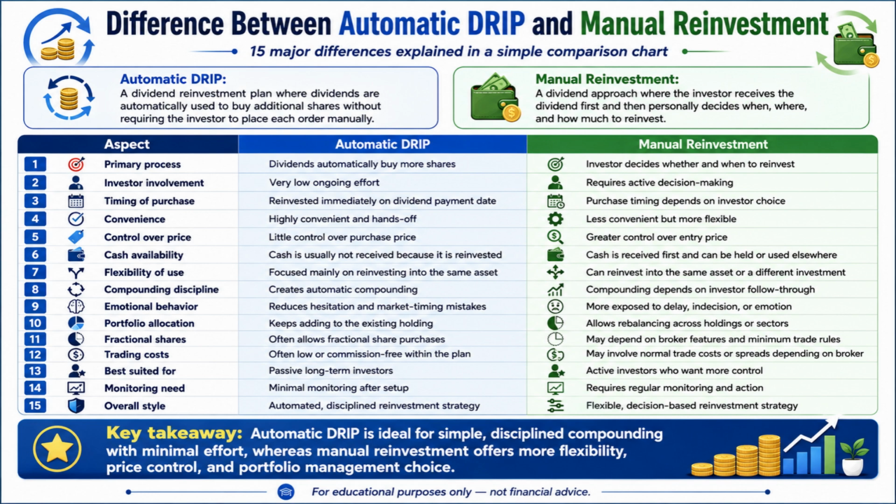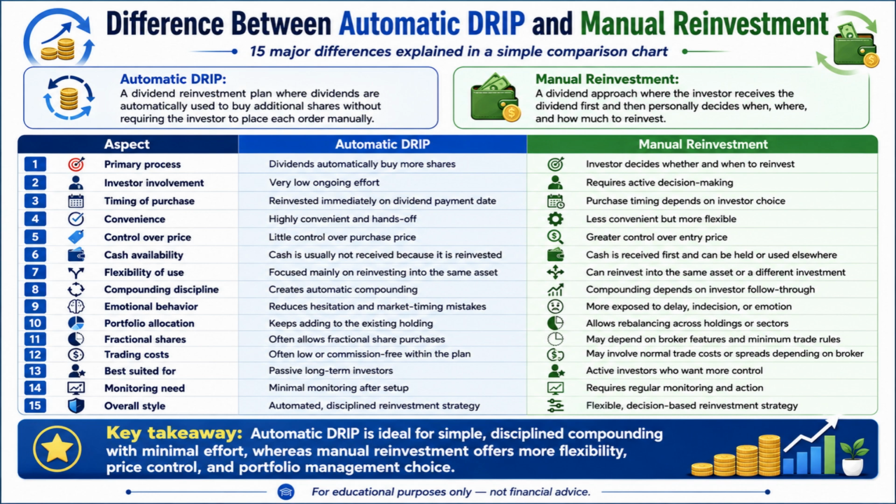Number 4. Automatic DRIP is highly convenient and hands-off, whereas manual reinvestment is less convenient but offers more flexibility. Number 5. Automatic DRIP gives little control over the purchase price, whereas manual reinvestment gives the investor greater control over the entry price.